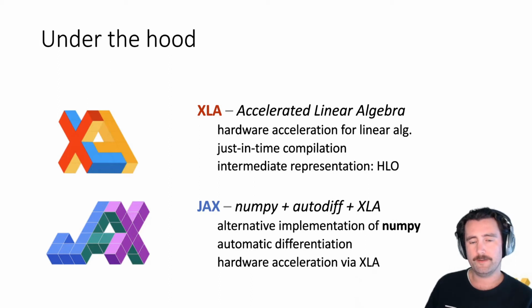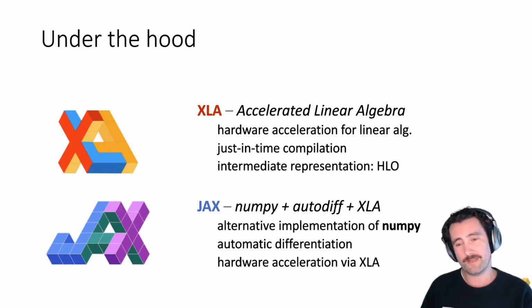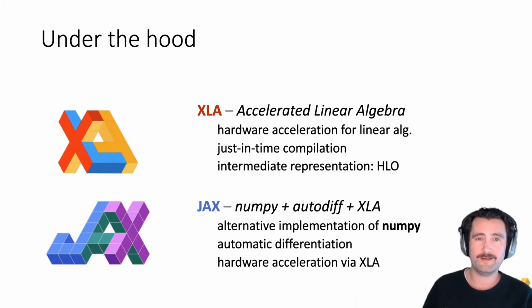And JAX has an alternative implementation of NumPy that also has automatic differentiation and is written on top of XLA, which makes it very fast and also automatically differentiable. So it's a very lightweight alternative to TensorFlow and PyTorch. It's fast and it's flexible, and everything is very explicit. So it's a very nice package to work with. Now that I've introduced the package, let me quickly give a little example of how to build an agent.